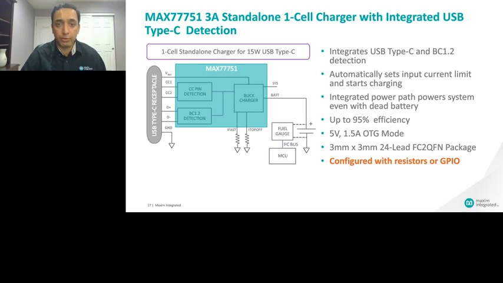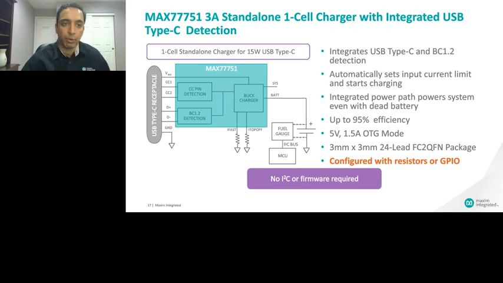It also offers the reverse on-the-go operation up to 5 volts and 1.5 amps in case you want to power an accessory device, and it's all configured with resistors or with a GPIO signal. The unique thing about the Maxim 77751 is that it does not have any I2C communication or any firmware development. It simply requires just 2 resistors and maybe an I/O port that will enable or disable the charger. So it's the simplest solution with fully integrated USB Type-C detection.